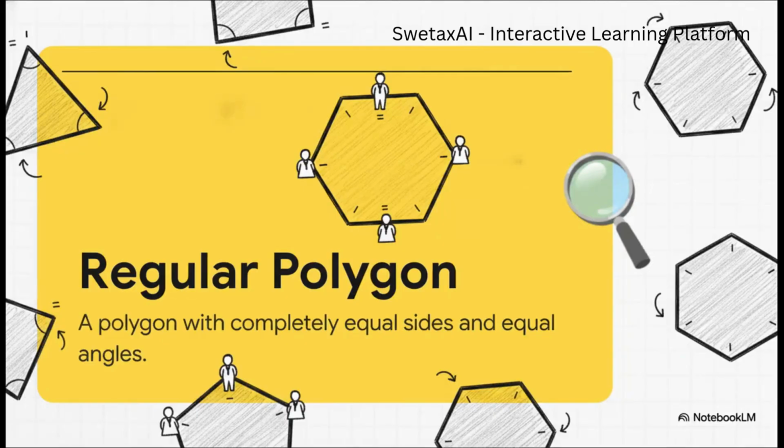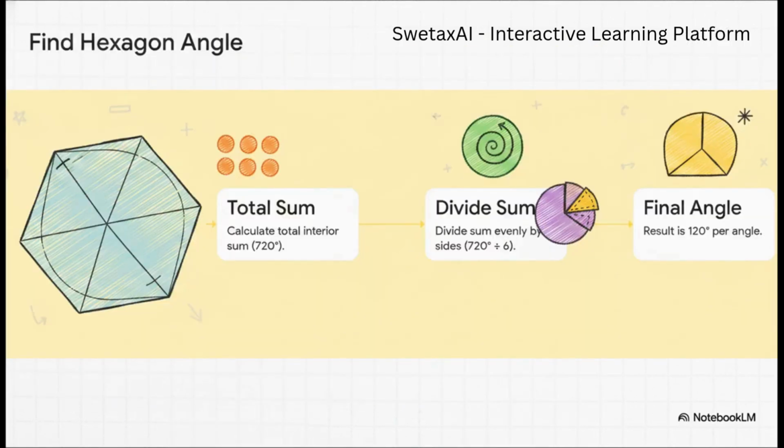Let's zero in on regular polygons for a second. When you hear the word regular in geometry, I want you to think of perfect harmony. It means every single side length is identical, and crucially for us as detectives, every single interior angle is the exact same measurement. Let's actually walk through finding a regular hexagon's interior angle step by step.